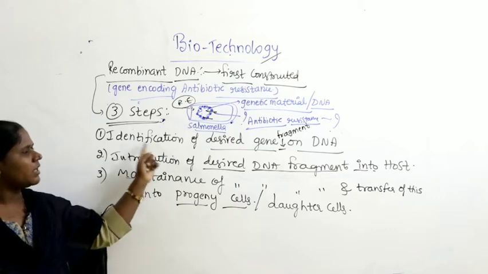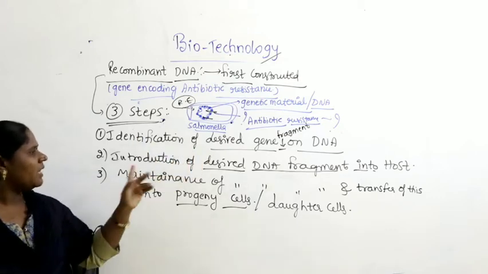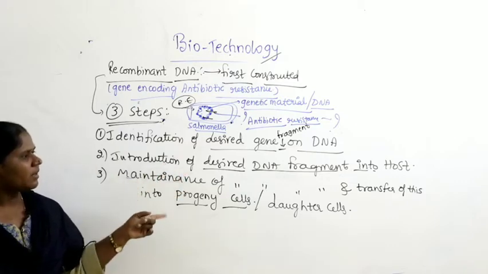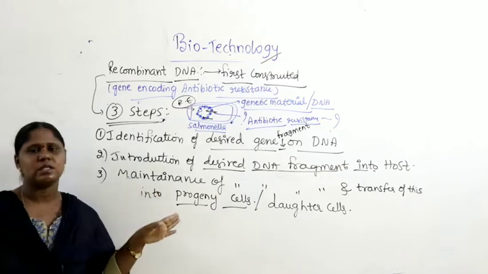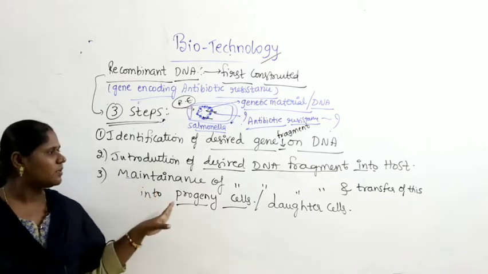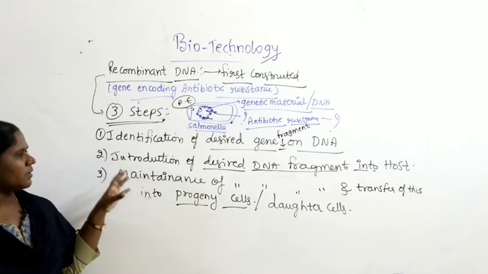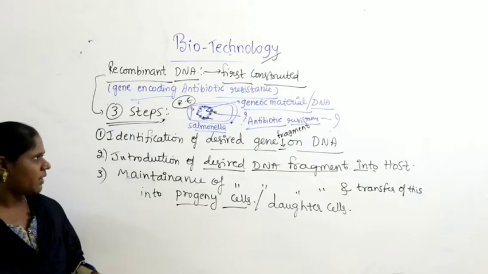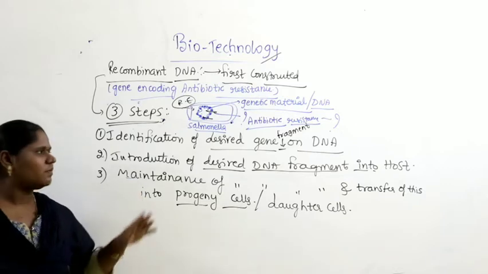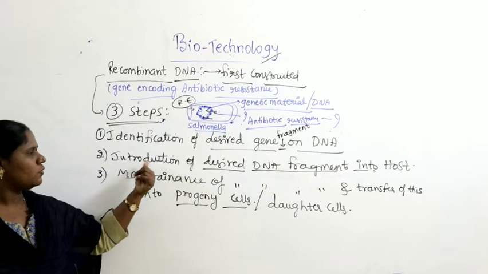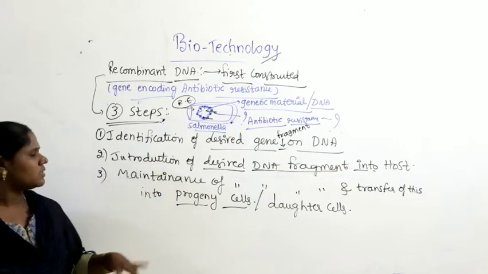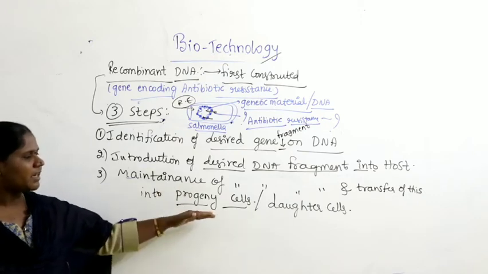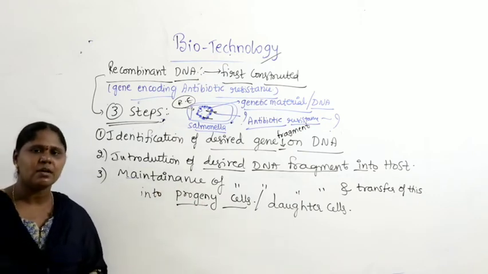What are they? Identification of the desired gene fragment on DNA, introduction of the desired DNA fragment into the host, and maintenance of the desired DNA fragment and its transfer into progeny cells or daughter cells. We need to take these three steps. Maximum experimental data is needed, and we need to experiment to find which gene shows resistance. Transferring is not an easy job; we need to take precautions and work very carefully while transforming into the host cell, until it gets transferred into daughter cells to express the genetic character.